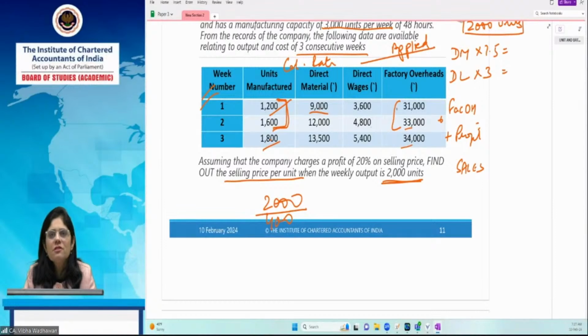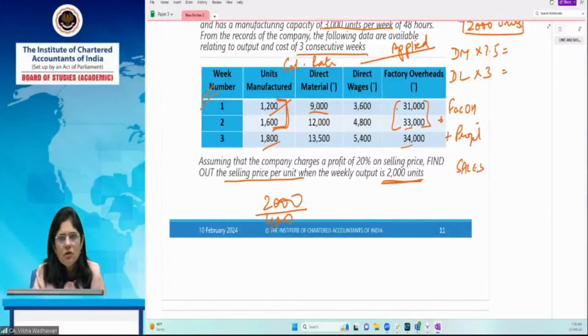So we have to split the factory overheads into variable and fixed. Through this method, we will be calculating the variable portion, so the balance will automatically be fixed. Clear? The difference in the amount of overheads divided by the difference in units. You can take any combination: I've taken 1 and 2, you can take 2 and 3, or 1 and 3. The answer will be the same. Clear? So how much is this per unit?